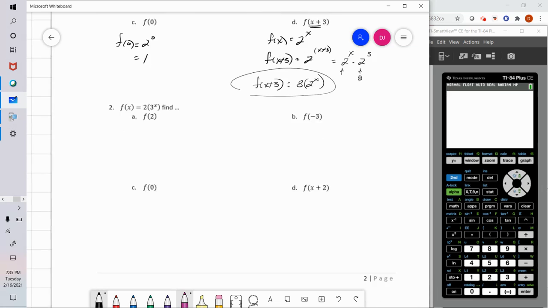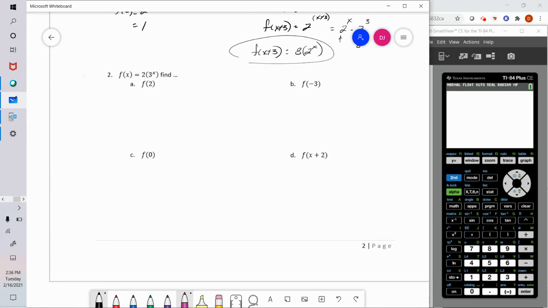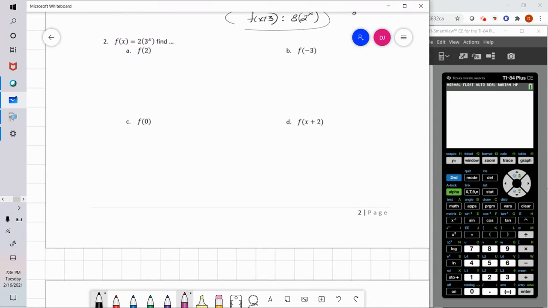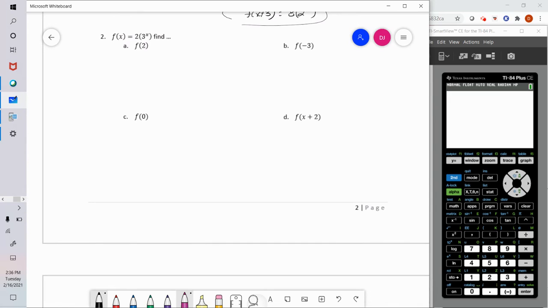In number 2, okay, notice what we got going on here. Number 2, my a value is 2 and my b value is 3. Okay, so f of 2 is equal to 2 times 3 squared. 3 squared is 9, and so 2 times 9 is 18. F of 2 is equal to 18.